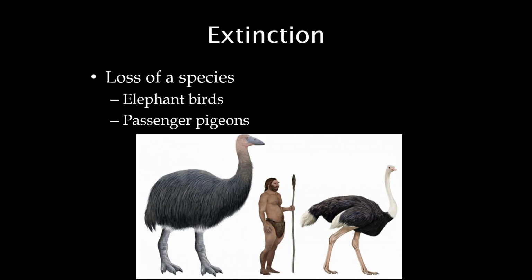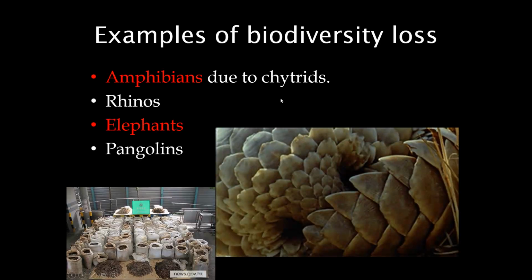Extinction does mean gone forever, and so this is an elephant bird. It's an example of something that has gone extinct. Passenger pigeons are from North America. They have gone extinct. Passenger pigeons are extinct because we hunted them to the point of extinction. We used to think there were so many of them there wouldn't possibly be a way that we could kill them all, and yet we killed them all.